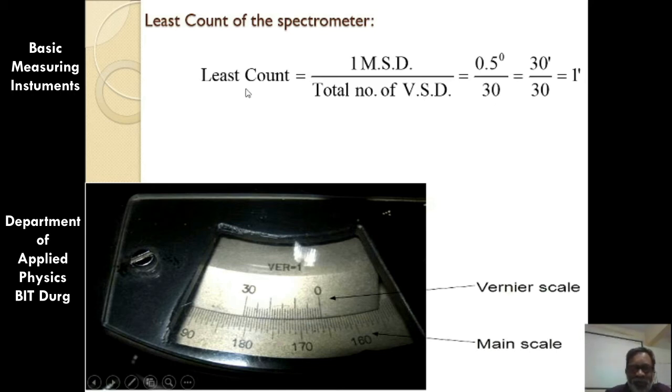So obviously when we talk about the least count of this instrument, it will not be 0.5 mm, not 0.5 centimeter. As I told you, this is the instrument for measuring angular separations. So one division of the main scale corresponds to 0.5 degree or 30 minutes, divided by 30 divisions on the vernier. So obviously it is going to be equal to 1 minute. That will be the least count of this instrument.